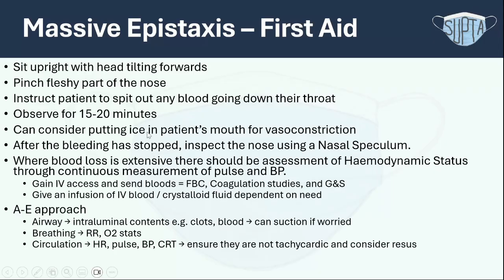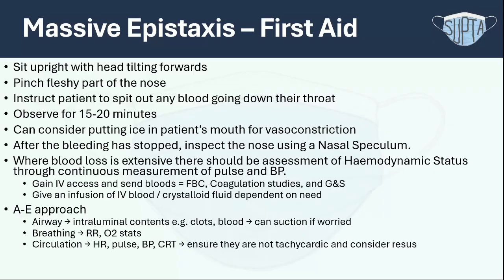So you want to observe for around 15 to 20 minutes. You can consider putting ice in the patient's mouth for vasoconstriction, and after the bleeding has stopped, the first thing you want to do is inspect the nose using a nasal speculum, because this will determine whether you will be able to use cautery and other techniques as opposed to anterior or posterior packing. Where the blood loss is extensive, obviously you should always assess hemodynamic status and continuously measure blood pressure.